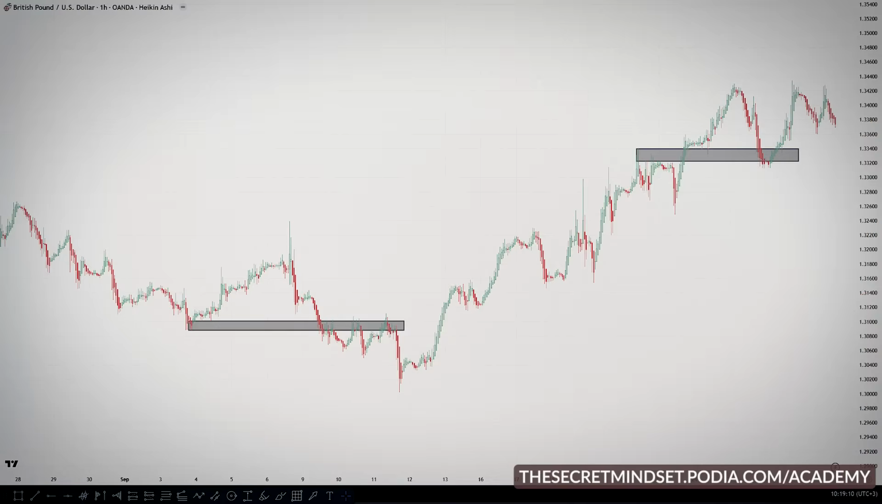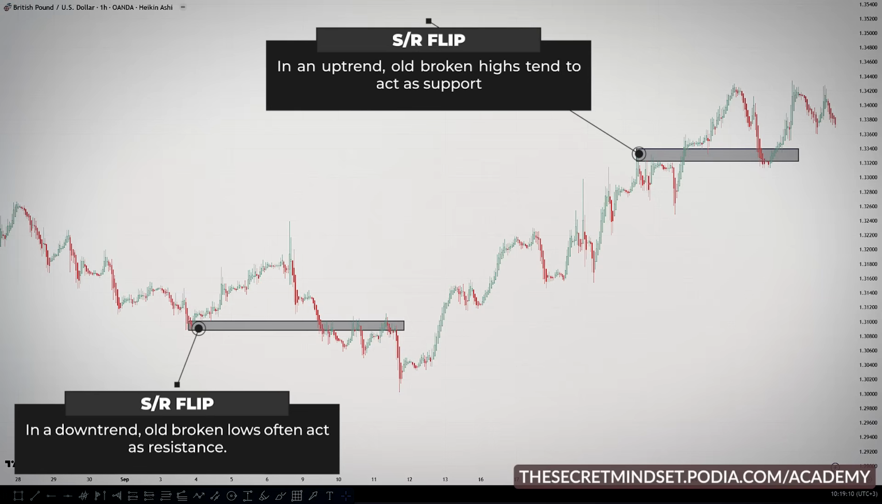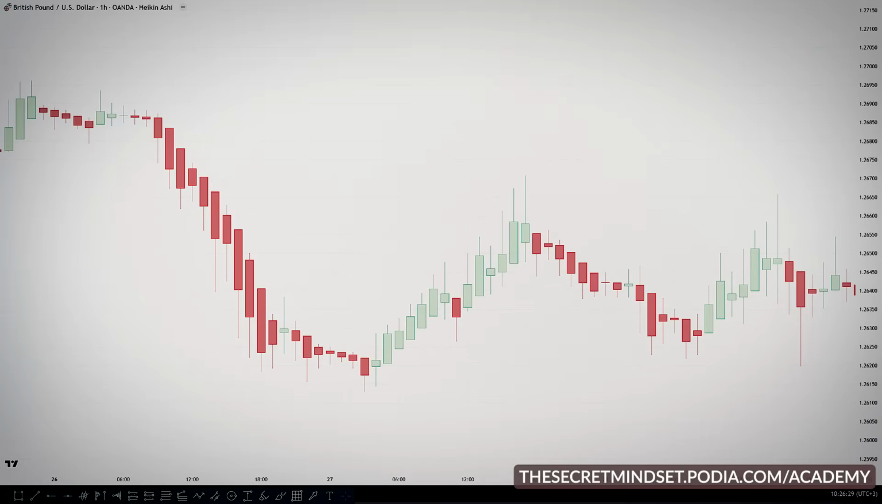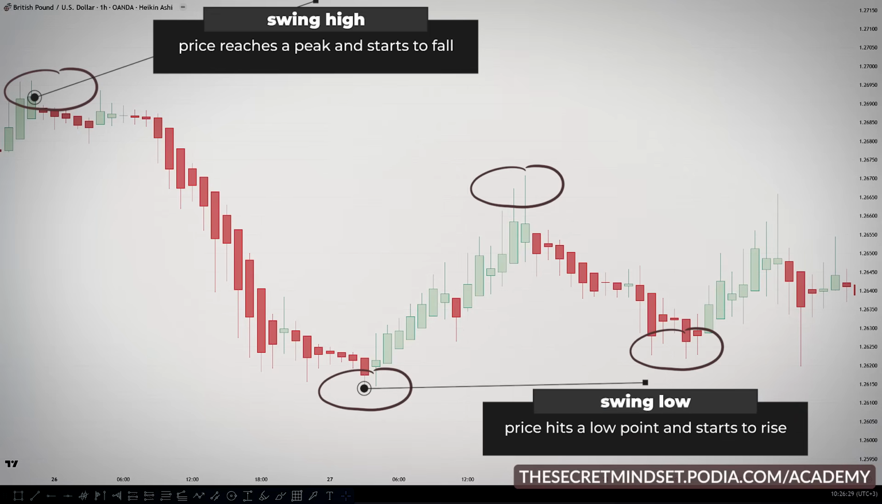Heikin Ashi candles can help you find support and resistance levels too. In an uptrend, old broken highs tend to act as support. In a downtrend, old broken lows often act as resistance. These levels are key parts of market structure. The sequence of price swings is also important. A swing high happens when price reaches a peak and starts to fall. A swing low is when price hits a low point and starts to rise. These swings show where buyers and sellers are fighting for control.